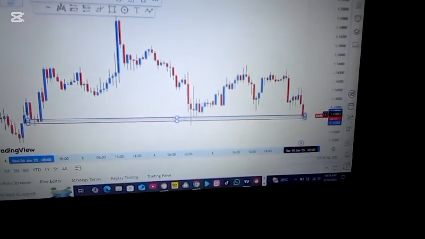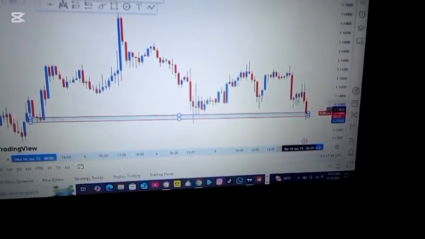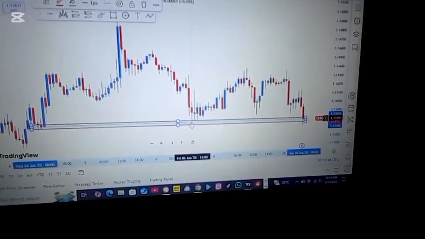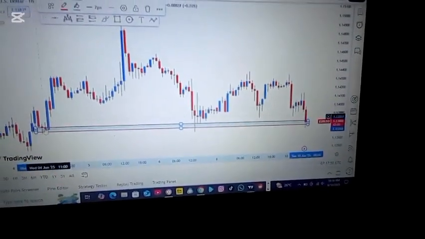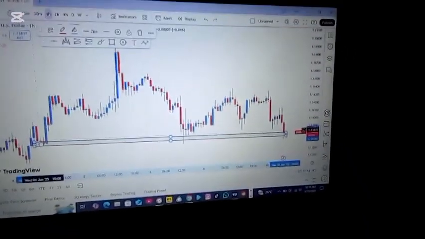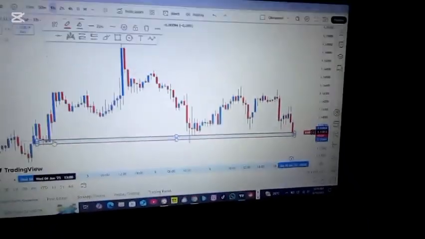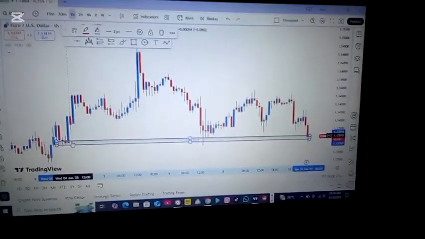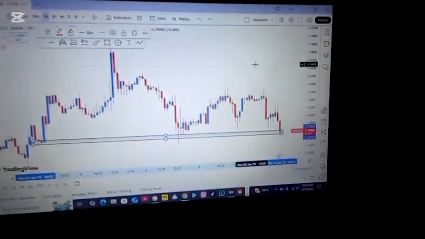It has 1 touch point here, 1 touch point here. The second touch point is here, right here, and then the third touch point is right here. So that qualifies as a key level, right? Or our area of interest. That is a support level.